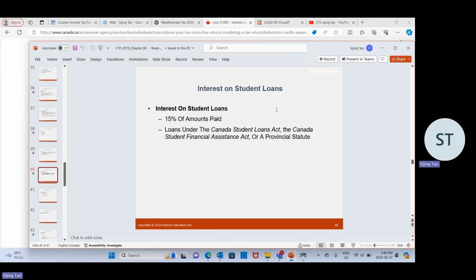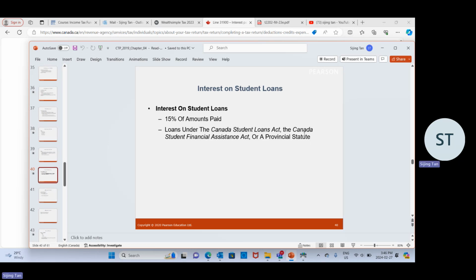Then when you have actually received that student loan, how are you going to do it? We have different steps, so be careful. First step: make sure the student loan is eligible for your tax credit. You can only claim the interest paid on your student loan if you received the loan under one of four different acts. The first is the Canada Student Loans Act. The second is the Canada Student Financial Assistance Act, or the Apprentice Loans Act, or a similar provincial or territorial government law.